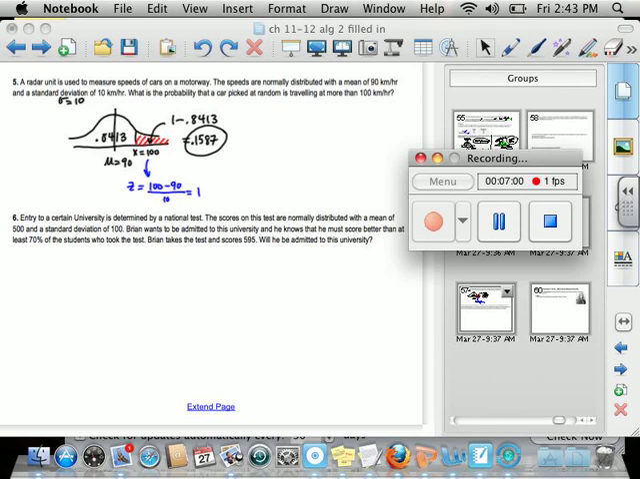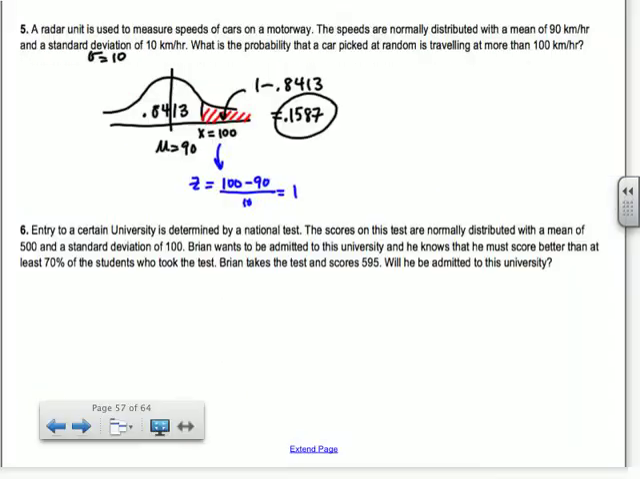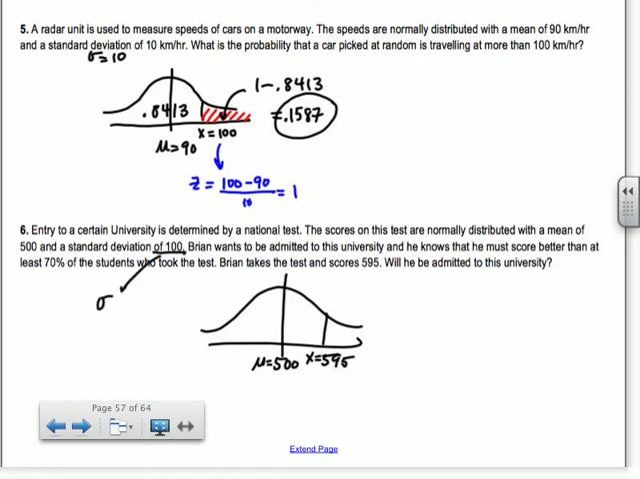All right, here we go. So our mean is 500 and the standard deviation is 100. So when I draw my bell curve, I put 500 in the middle. His score was 595, so that's the x. Mu was 500. Standard deviation, we said, was 100. That's our sigma. We want to know the percent of people who scored lower than him. That would be his percentile, right? If like 80% of the population scored less than him, he got in the 80th percentile.